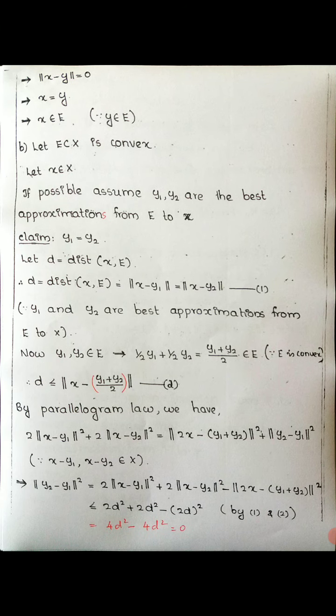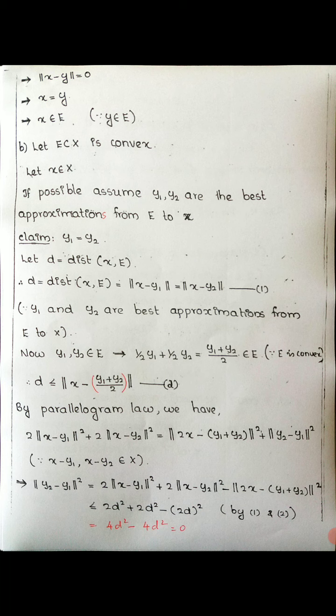So we are getting norm of x minus y equal to 0, which implies x equal to y. This implies x is an element of E. Why? Because we already took y as an element of E. That is the proof of part A.